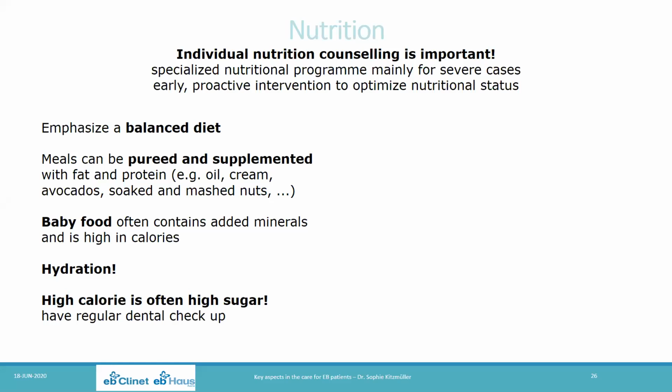If there are a lot of blisters in the mouth and meals cannot be chewed, meals can be pureed. And if so, they also can be supplemented. You can supplement them with fats or with proteins by simply adding a tablespoon of olive oil, for example, or add cream to a soup. Also puree avocados in it. They are high in fat, for example. High in proteins are, for example, nuts. You can soak them in water, for example, overnight, and then mash them together with the meal that you want to provide. They add a nice taste to it, and they are high in protein.